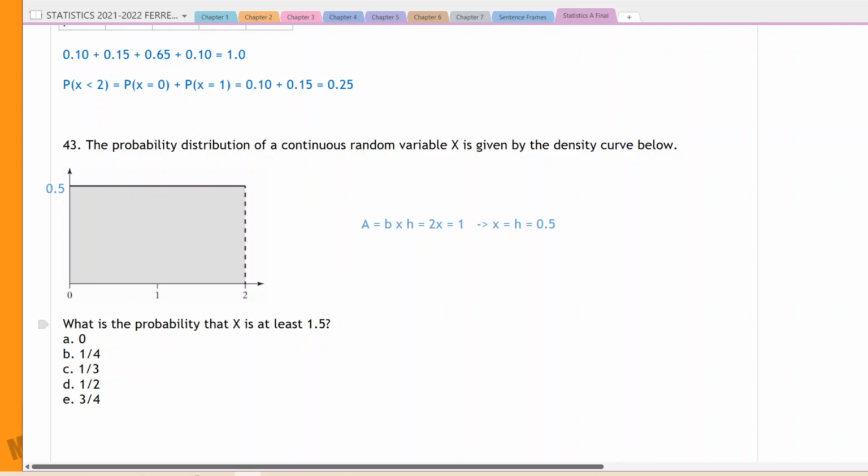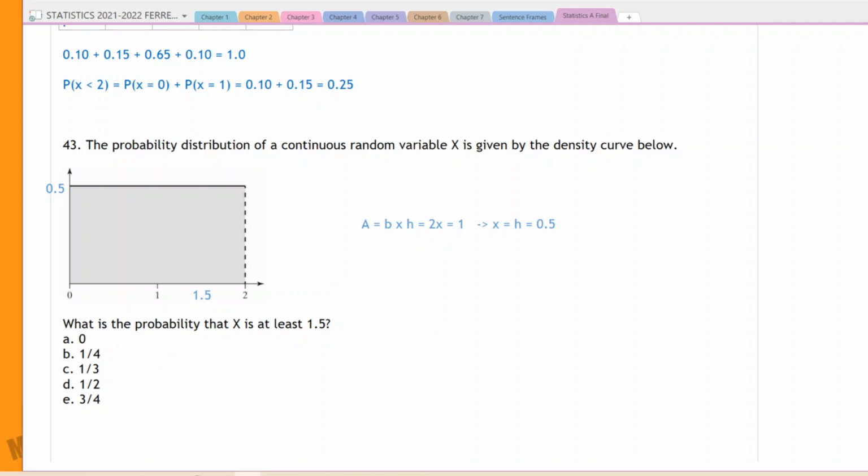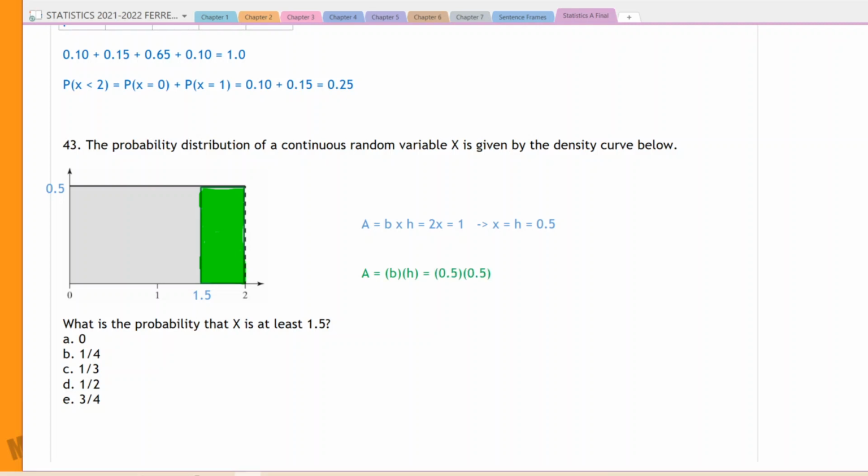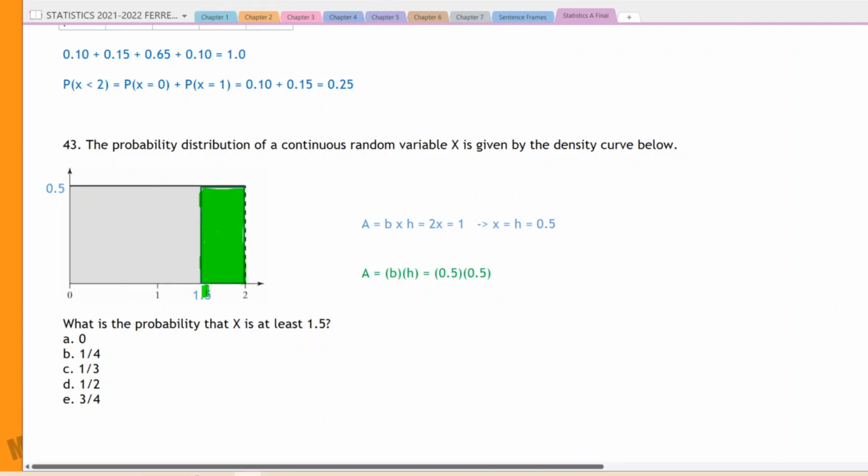Now the next part here is we want the probability that x is at least 1.5. So let's locate 1.5. And we'll create that rectangle of the values that are greater than 1.5. So now the probability that x is greater than 1.5 is going to be the same as the area here. So this area is also equal to a base times height. The base and the height are both 0.5. So we're looking at this distance right here from 1.5 to 2 is 0.5. And then the height of this rectangle is also 0.5. We found that out earlier.